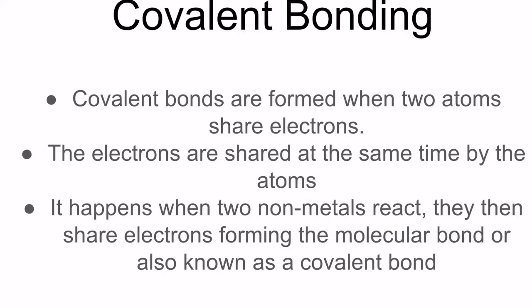Covalent bonding. Covalent bonds are formed when two atoms share electrons. The electrons are shared at the same time by the atoms. It happens when two nonmetals react, then they share electrons, forming the molecular bond, also known as a covalent bond.